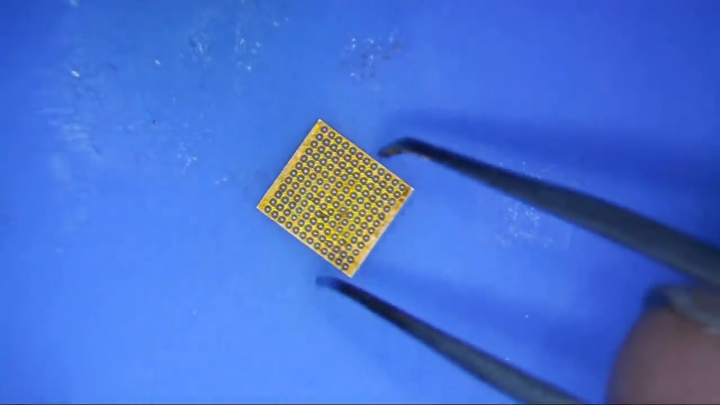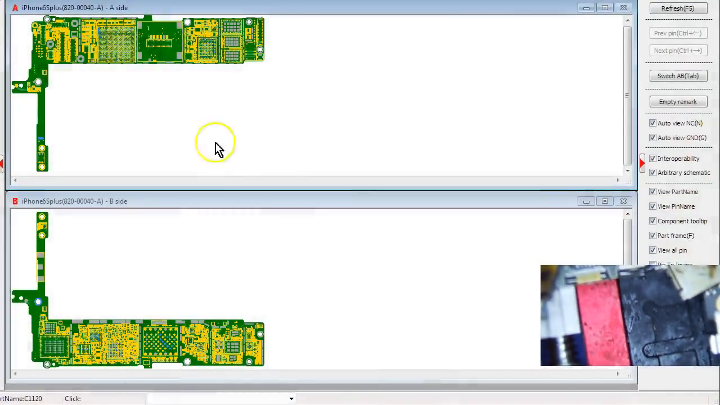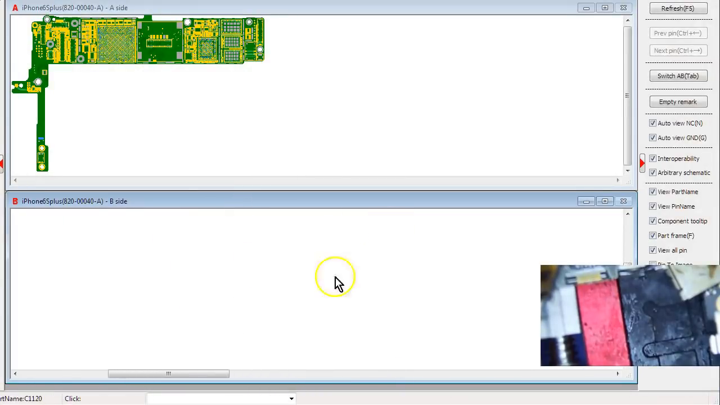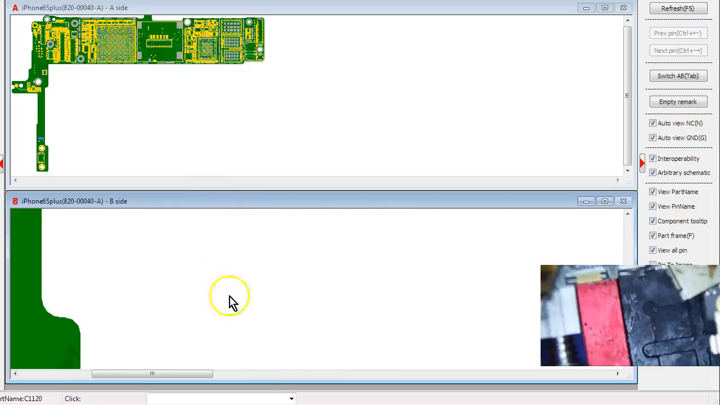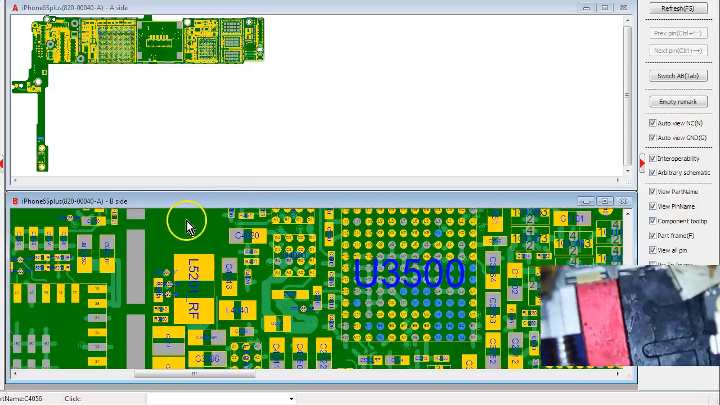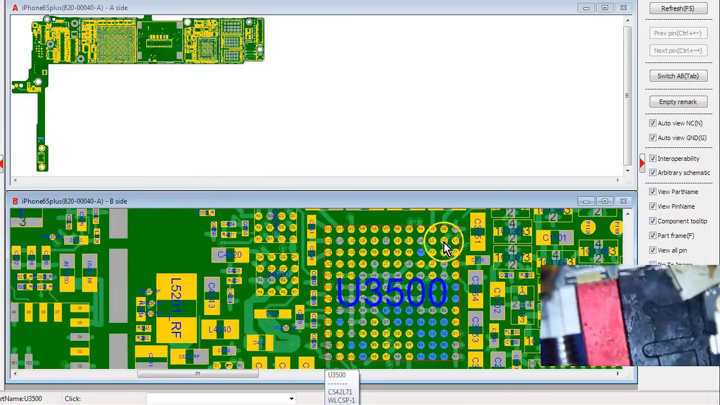Okay, so this is reballed now, and let's go ahead and put this back on the phone. Let's go to ZXW Tools and find out the orientation of the chip. So A1 is bottom left. Okay, sweet. Let me pause.